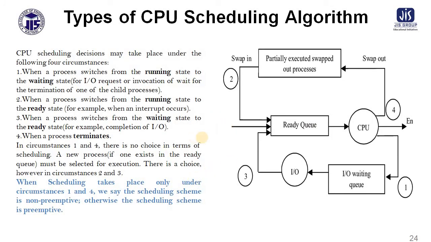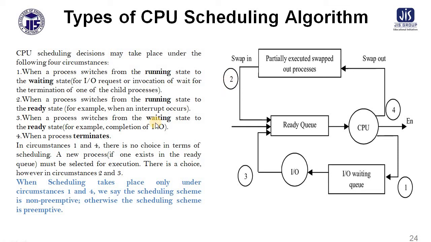Just see over here. This is the CPU. The CPU is executing. Now consider case 1: from running state to waiting state. Case 1 is where the process moves from execution to waiting. Case 2 is where a process goes from running state to ready state.